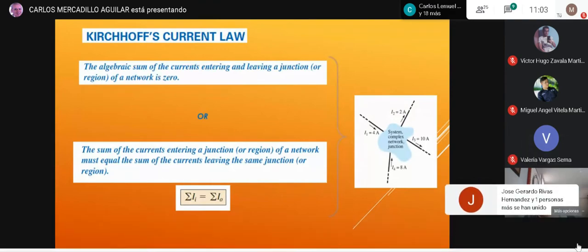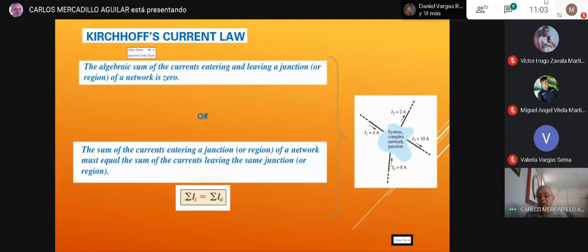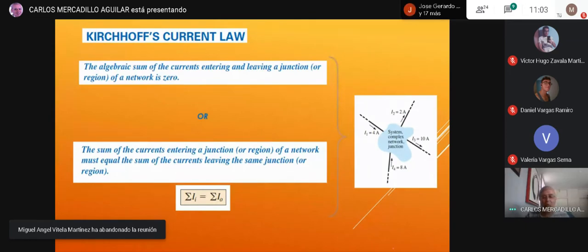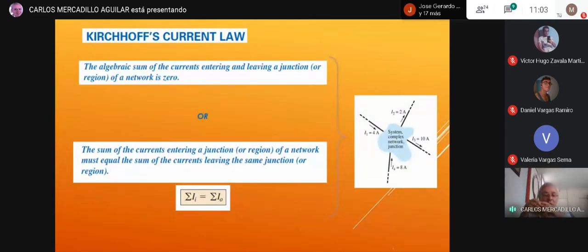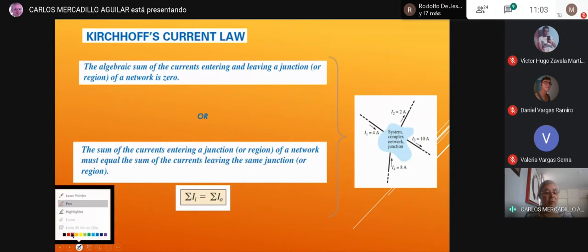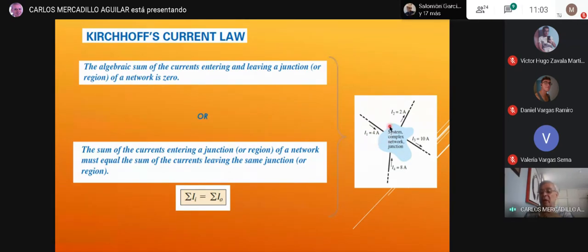So, the analysis is made not only for a junction. A junction is a node. Una junta es un nodo, que es el punto donde confluyen varias corrientes. Pueden ser corrientes que lleguen o que salgan, pero lo que nos está diciendo es que la suma de las corrientes que llegan es igual a la suma de las corrientes que salen. Y se puede analizar también no solamente un nodo, sino también una región.